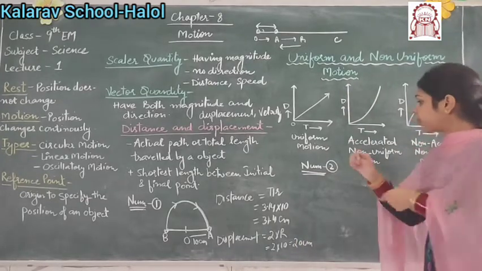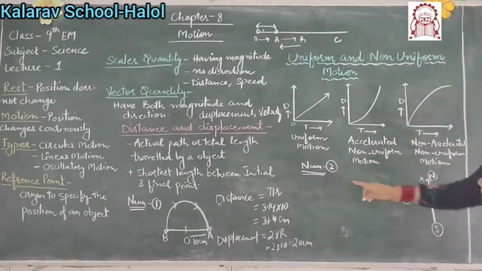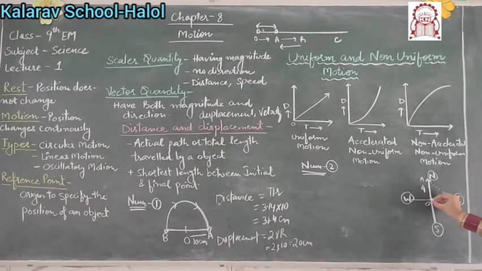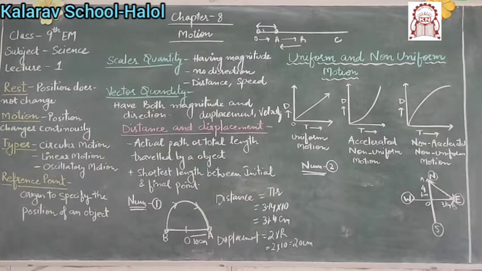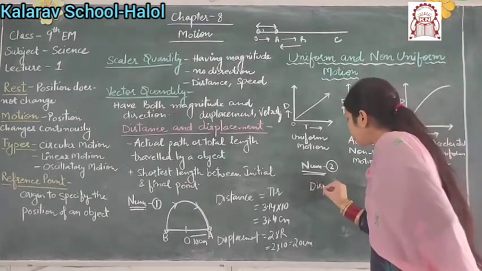So next is numerical number 2. A body moves 4 km towards north and 3 kilometers towards east. What is the distance and displacement? So displacement is the shortest path. This is the shortest path. So how do we calculate the displacement?